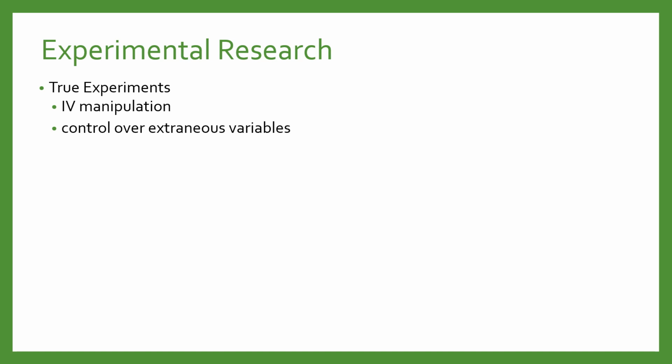True experiments also exert control over extraneous variables that may influence the observed differences in your dependent variable between the conditions of your independent variable and become a confound. Confounds are any variable that's systematically related to your independent and dependent variable and can influence your results. And there's many ways to control for extraneous variables, and I'm going to cover the most common ways.